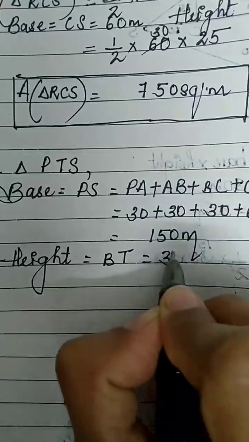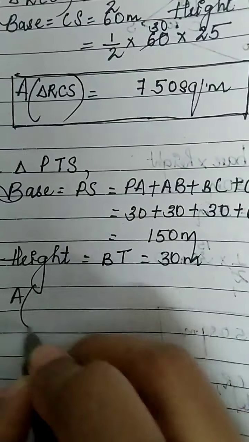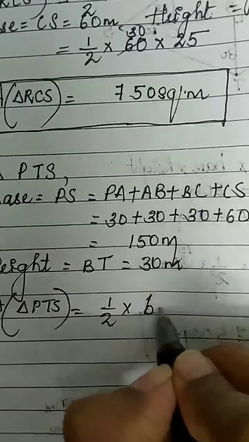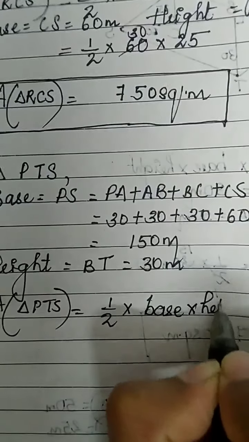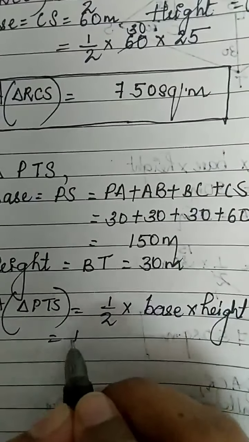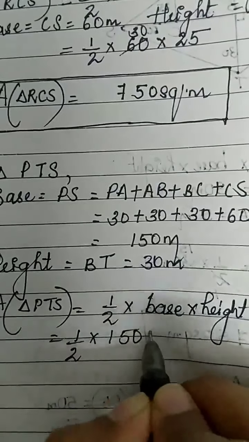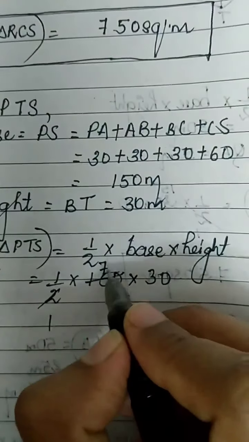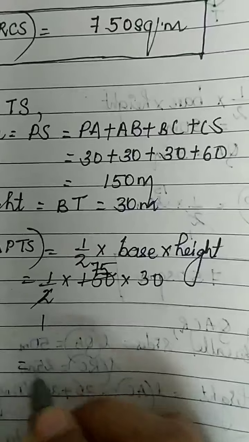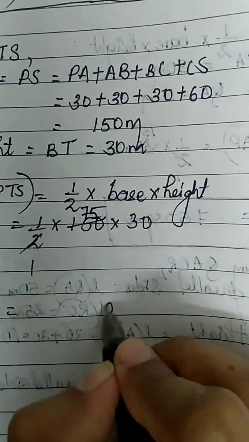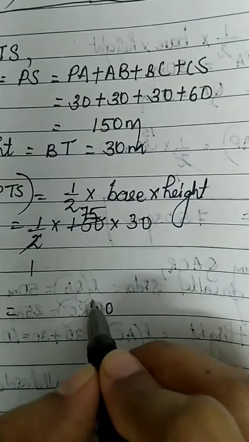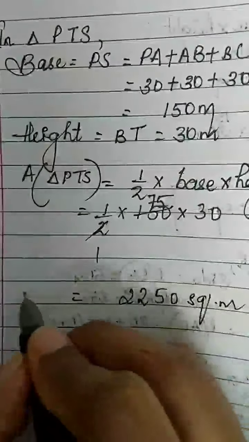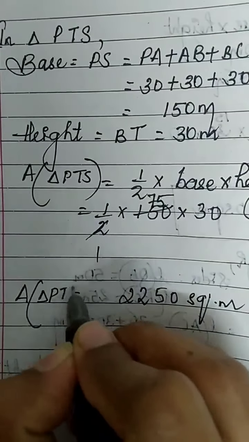BT is equal to 30 meter. Apply the formula. Area of triangle PTS is equal to half into base into height, which is equal to half into 150 multiplied by 30. Two 7s are 14, which is equal to 75 into 30. 5 3s are 15, carry 1, 7 3s are 21, 22, 2250 square meter. This is the area of triangle PTS.